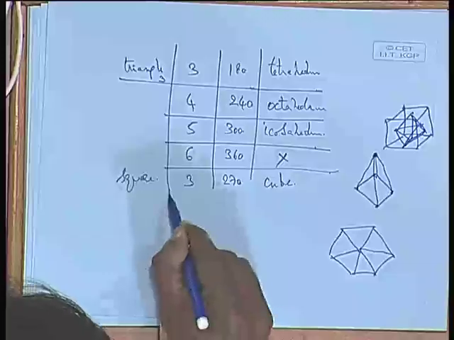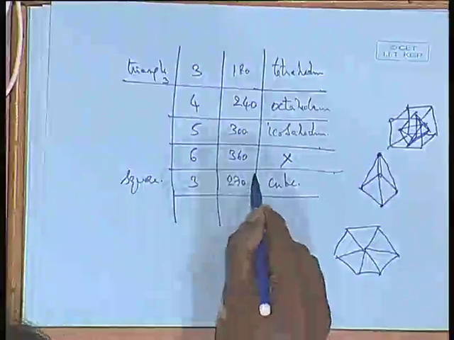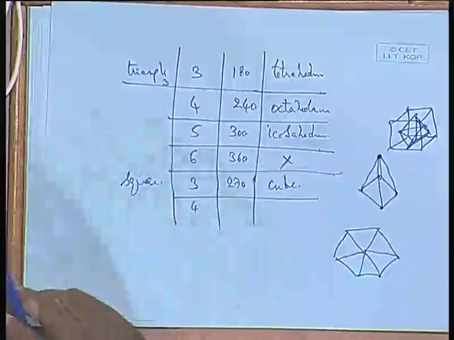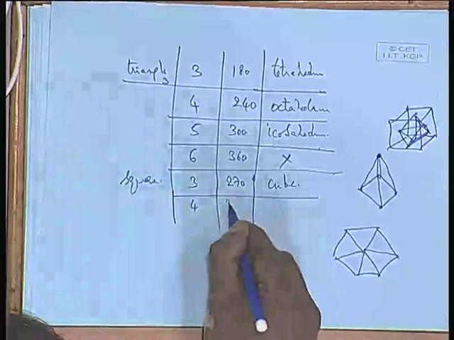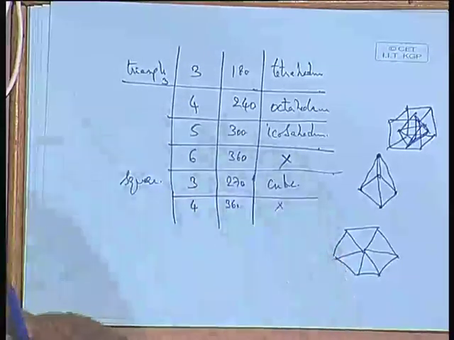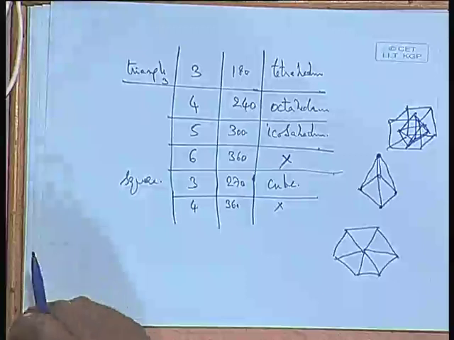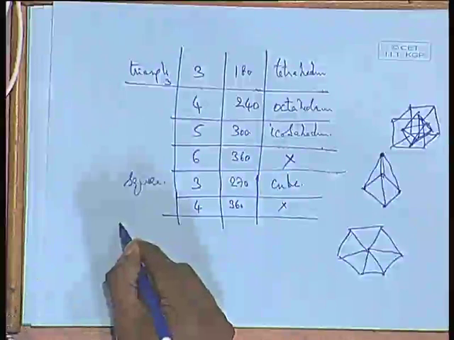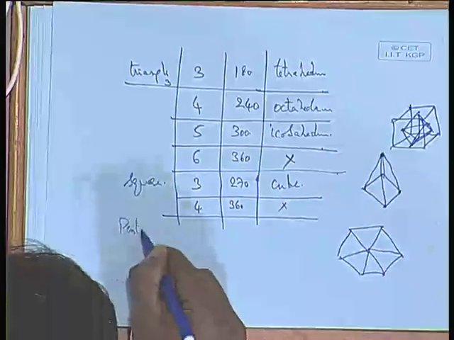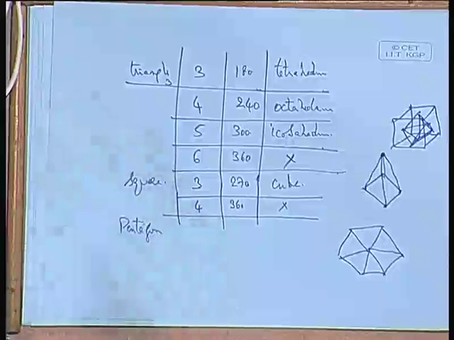Then come to the next possibility, 4 squares meeting at a point, it becomes 360, so it cannot be a solid, it becomes a tile. So there is no solid where 4 squares meet at a point. We have already come to 360, so you cannot imagine another solid with that. So the next possibility is only a pentagon. Pentagon, what is the internal angle?